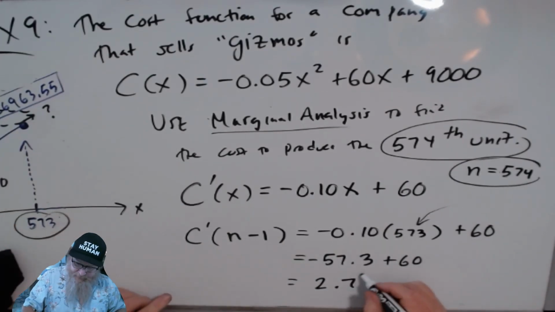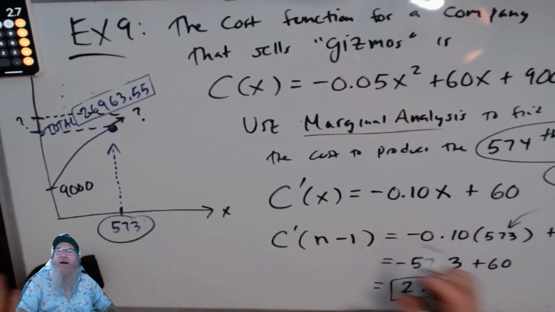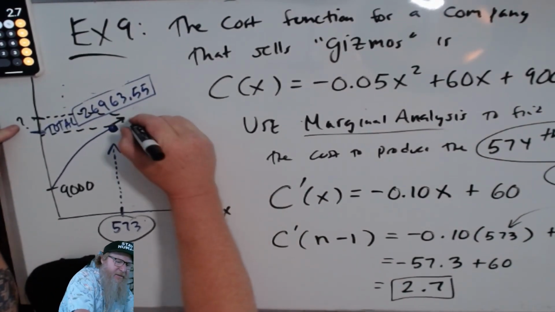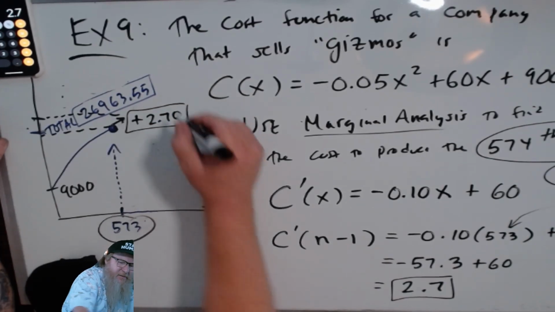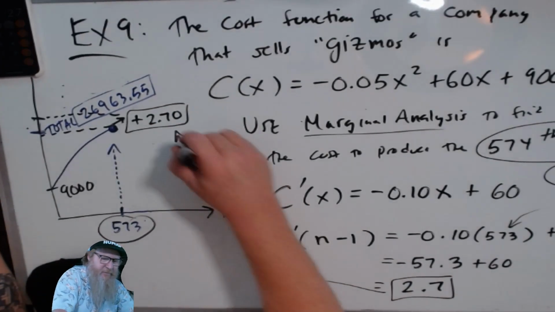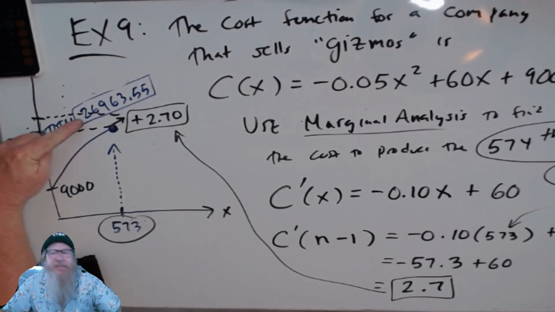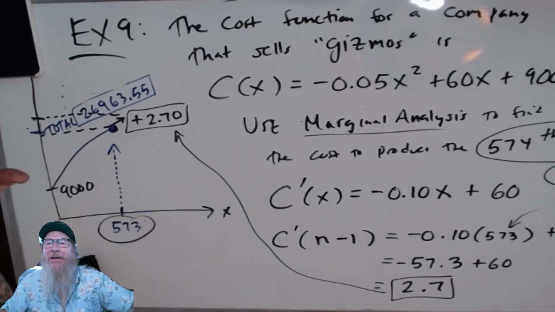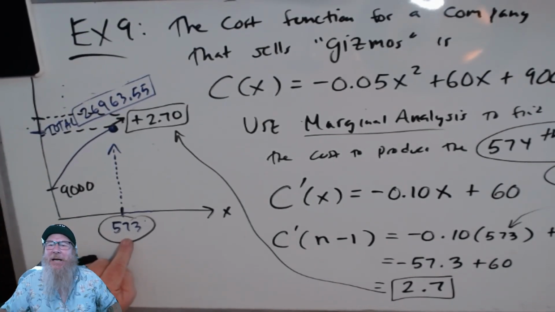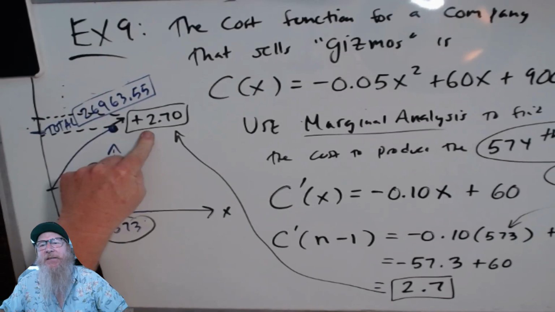$2.70. So, if you think about it, in the grand scheme of things, this is an additional $2.70. That's the margin. You don't need to put 70. You just put 2.7. You've already spent $26,963.55 to produce 573 items. If you just make one more item, it's only going to cost you $2.70 more.